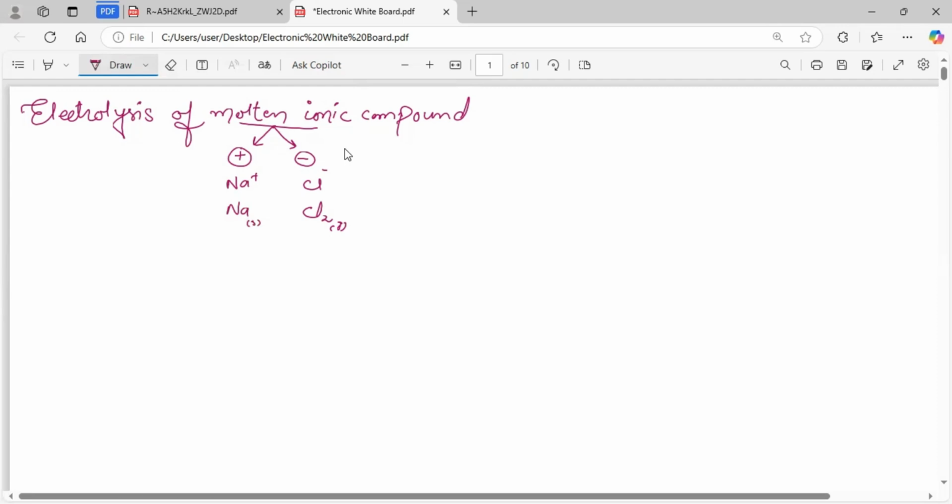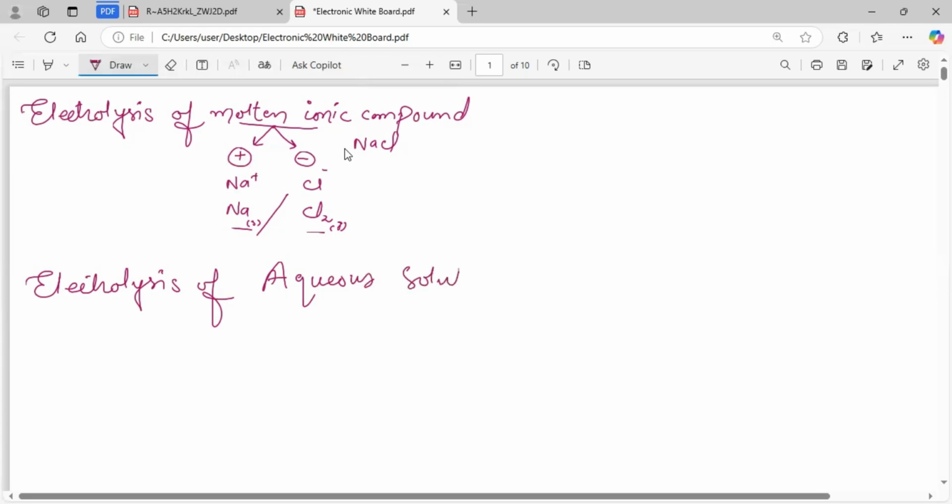Now, in simple words, in molten ionic compound, we have split or broken down the ionic compound into its respective elements. We have broken down NaCl into sodium and chlorine gas, right? Then we studied the electrolysis of aqueous solutions of ionic compounds.